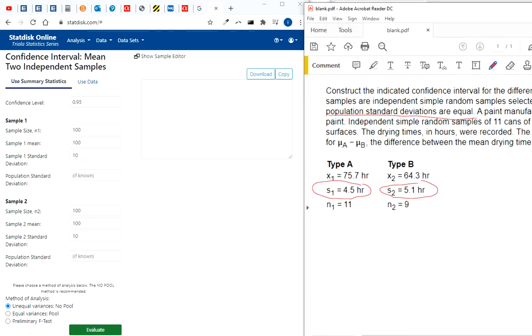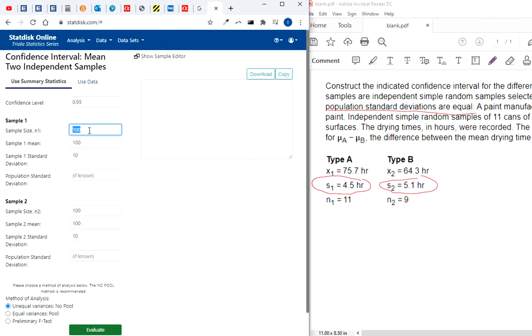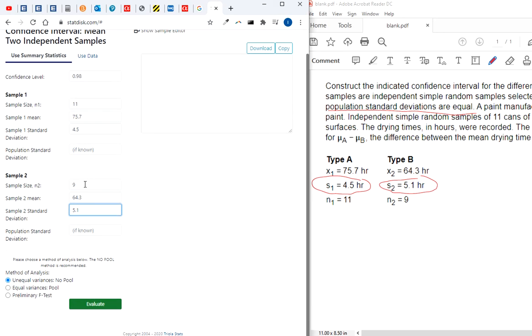And then we just need to type in our information. So our sample size was 11. Our confidence interval is 98%, so make sure to change that. Sample mean, sample size, standard deviation was 4.5. We don't know the population standard deviation. So this is 9. Sample mean is 64.3. And then 5.1 for the sample standard deviation.